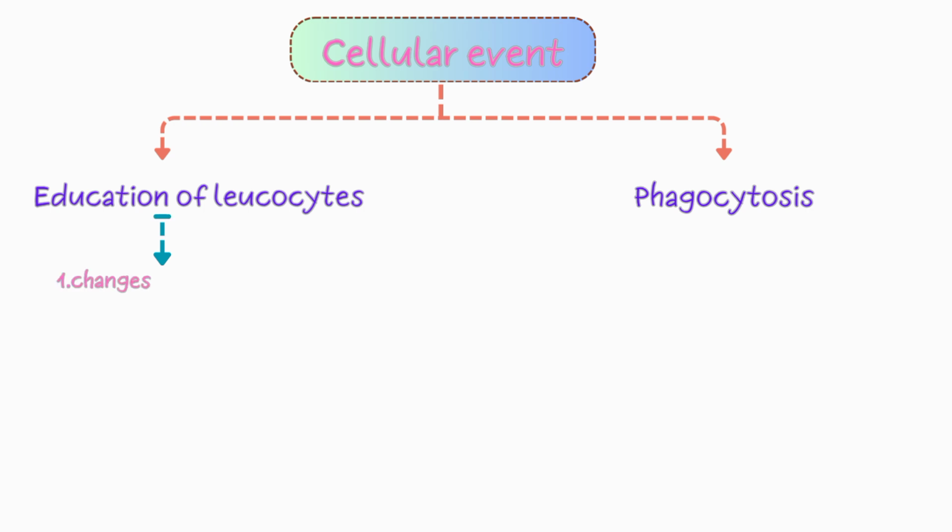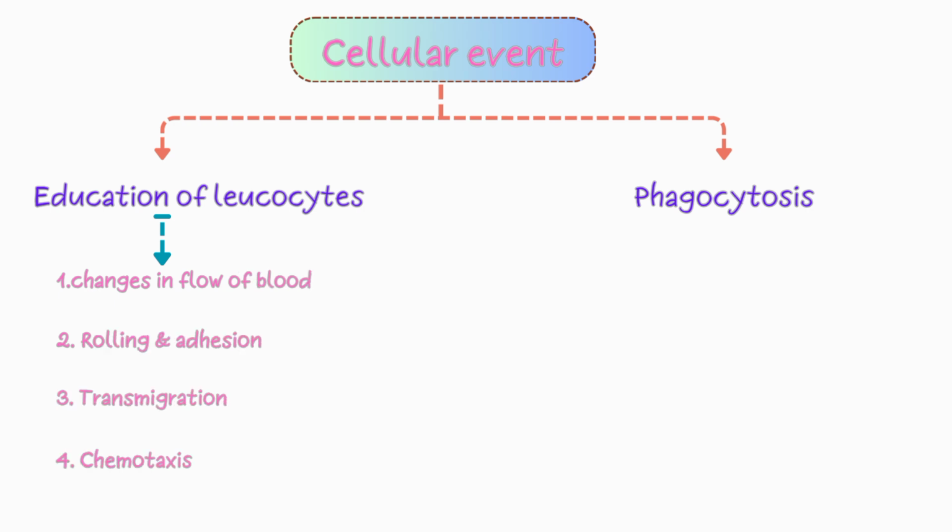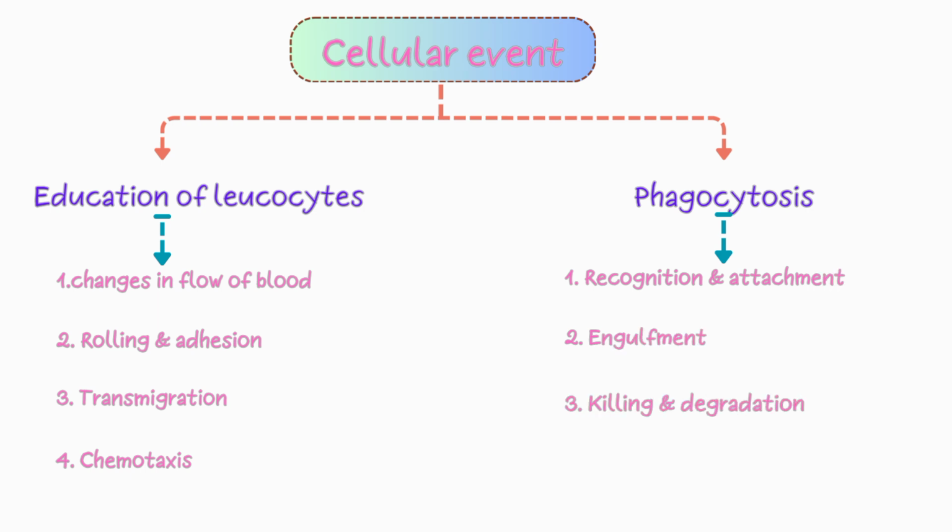1. Changes in the flow of blood. 2. Rolling and adhesion. 3. Transmigration. 4. Chemotaxis. Phagocytosis includes 3 steps: 1. Recognition and attachment. 2. Engulfment. 3. Killing and degradation.